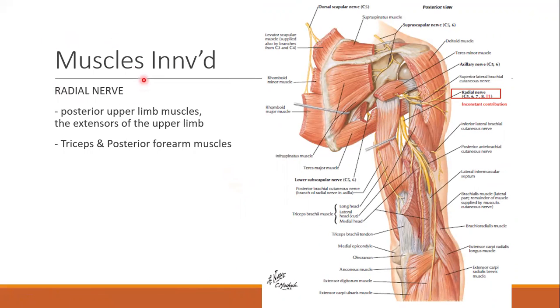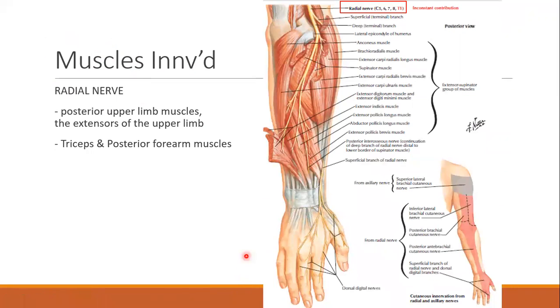So radial nerve does innervation on the posterior aspect of the upper limb. So obviously your triceps muscle on the proximal upper limb, and then the posterior forearm muscles, so the extensors of the upper limb, the extensors of the hand. And you can see cutaneous innervation here in red from radial nerve.